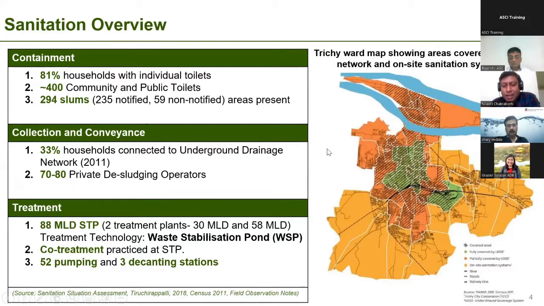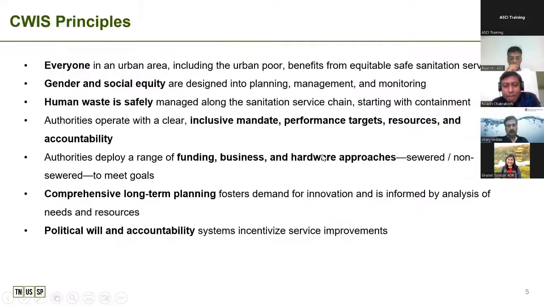And next slide, please. Before jumping into what we are doing and what our lessons learned are, I'm interested to share how the CWIS looks on the ground and what the lessons are. I just put out the key principles. I know you're all familiar with them because while designing the intervention, these are the backbone.